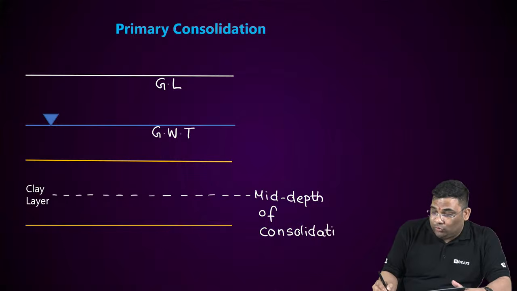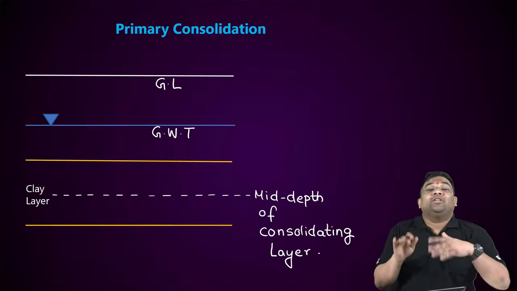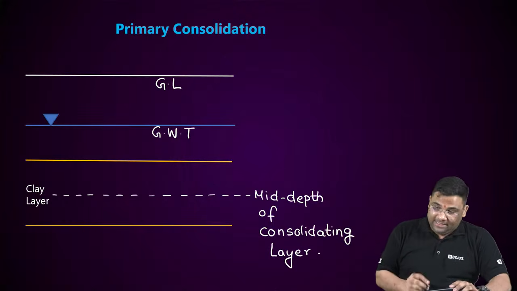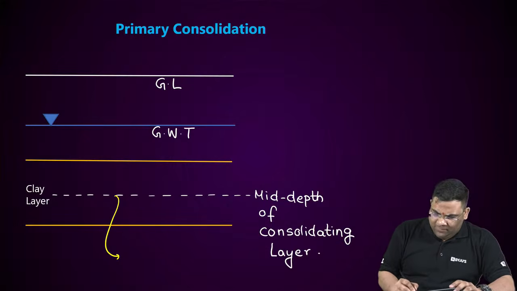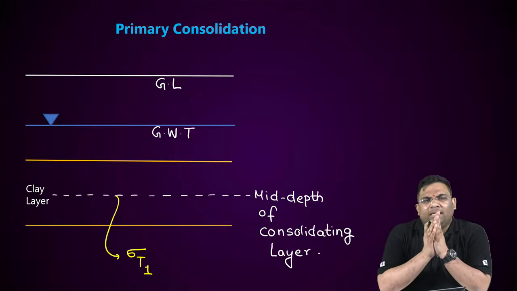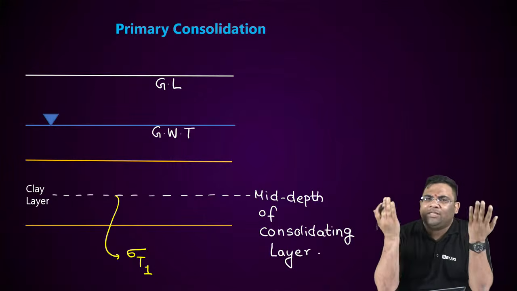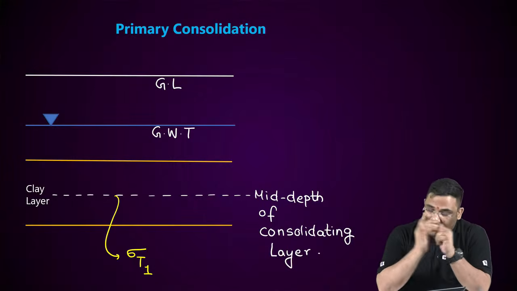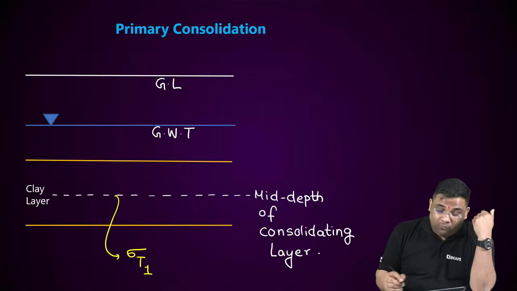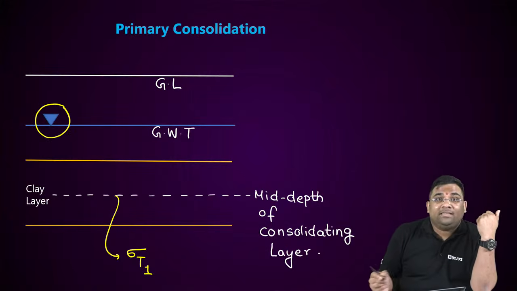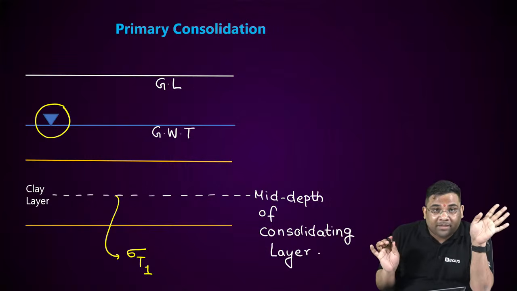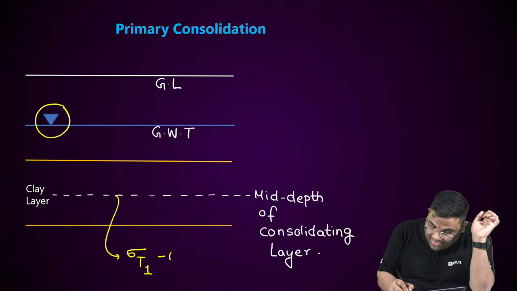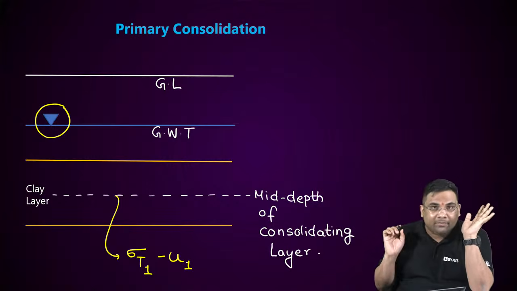Why am I saying consolidating layer? Because the clay layer is the only one consolidating, or I can say the reduction of volume is happening, right? Now at this mid depth, there will be some total stress. Suppose the total stress is sigma T1. We know how to calculate total stress. If you don't know, I will teach you in the next lectures. Don't worry. Now, there will be some pore water pressure. Why? Because the groundwater table is there, so there will be some pore water pressure, right? So if you subtract the pore water pressure, suppose that is U1, then what will you get?